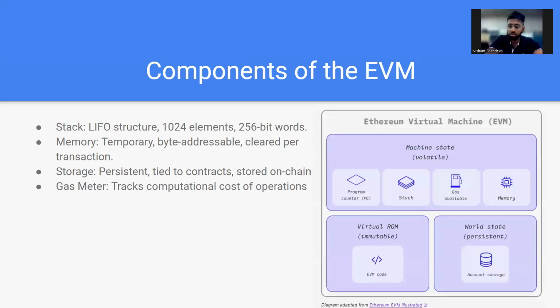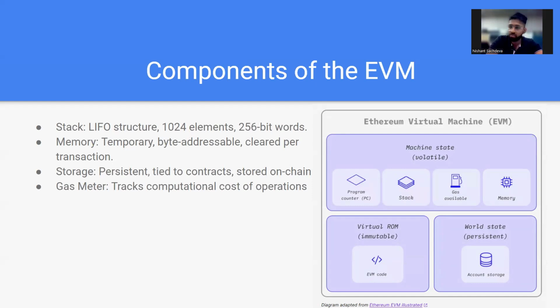Now, to understand how it does that, we have to understand the components of the EVM. The Ethereum virtual machine nodes all have a copy of the Ethereum state, and they execute transactions on that state and then update it, and then through consensus, the final state is evaluated. For each transaction, the components of the EVM are as follows.